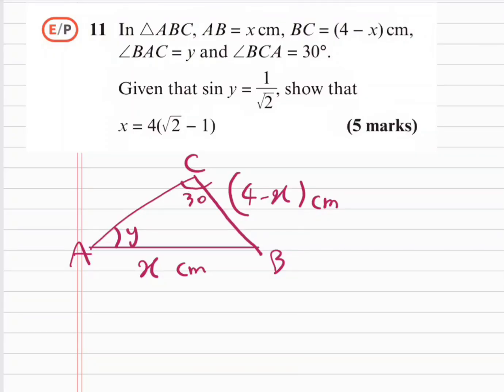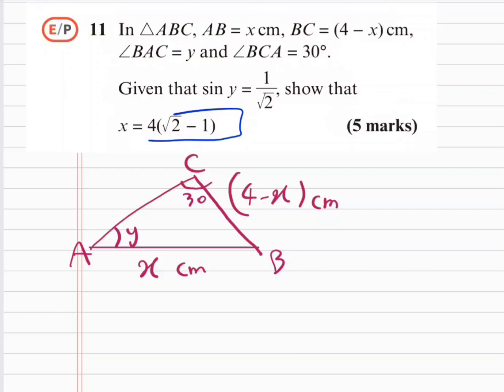You're also given that sine y is equal to 1 over root 2, which automatically tells us that it's to do with a 45-degree angle, or maybe one of the variations. Anyway, we want to show that x is equal to 4 times root 2 minus 1. So this is a simple sine rule question. It's just algebraic, so we need to be careful because we have everything in terms of algebra. Now, the goal is to show that the side length x is equal to this value.